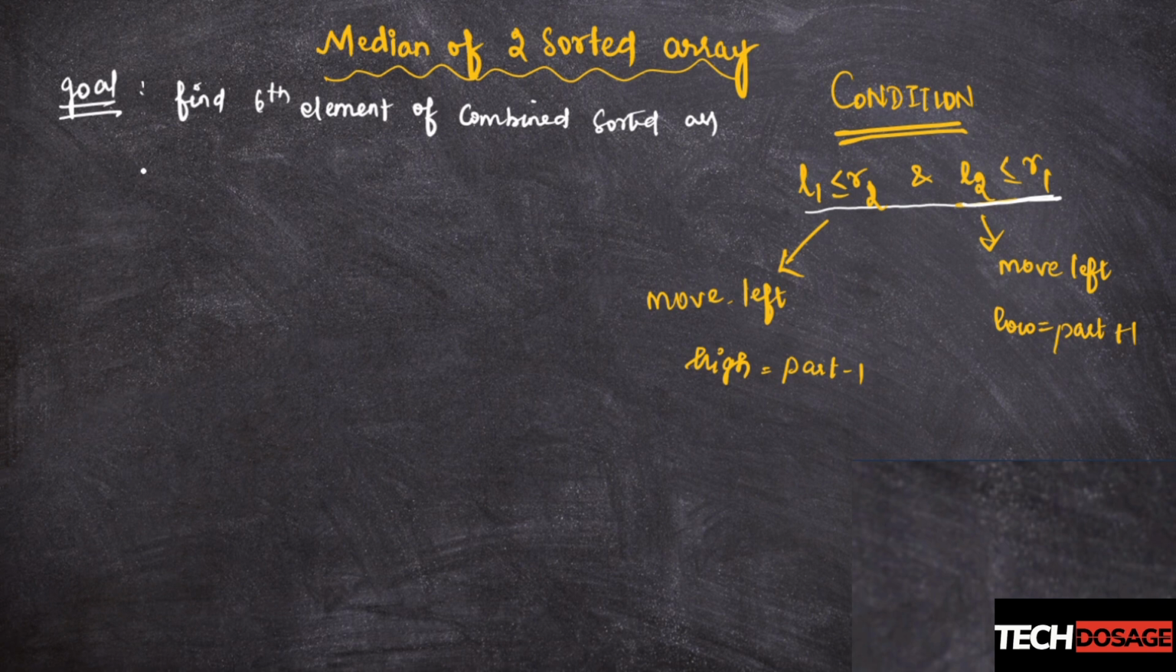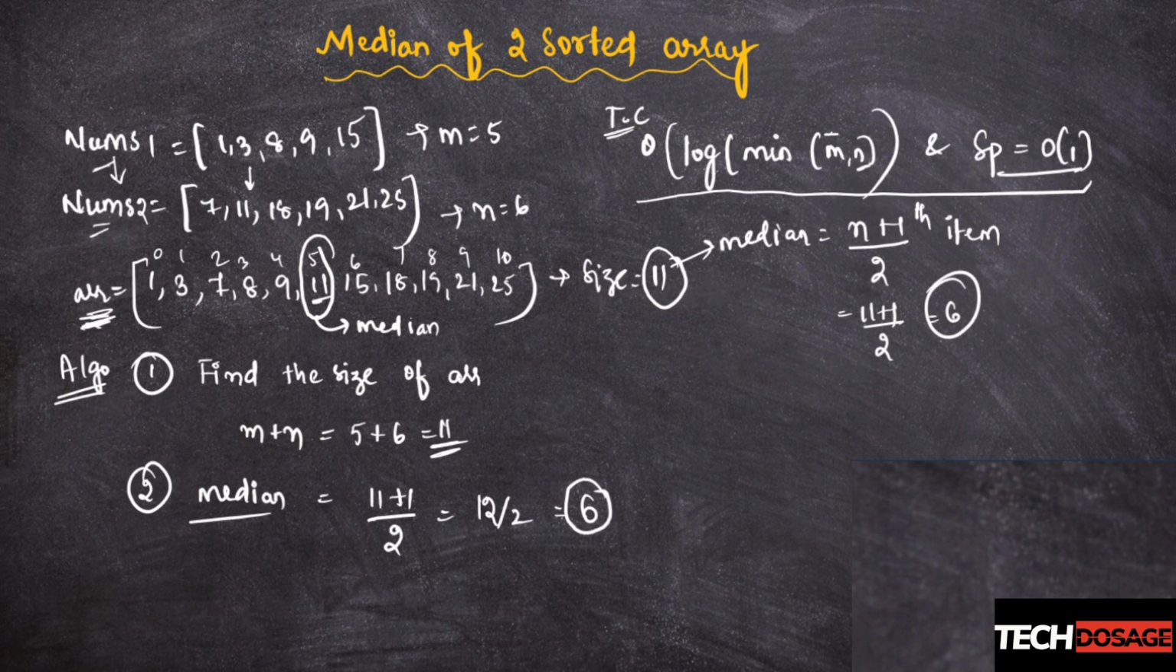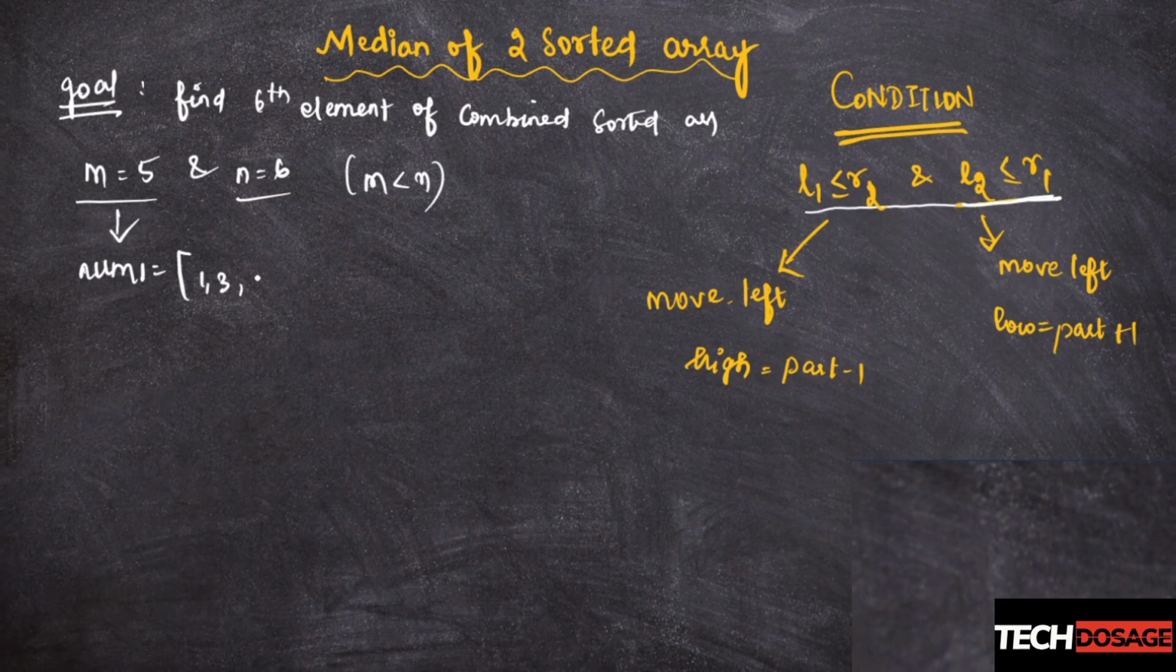For that, first I need to see two things: the size of the first array and the size of the second array. The size of the first array is 5 and the size of the second array is 6. Which is smaller? M is less than n, that is, 5 is smaller. So I am going to take the corresponding array. The size of num1 is 5, right? So I'm going to take that array. What is num1? 1, 3, 8, 9, 15. This is the first array.